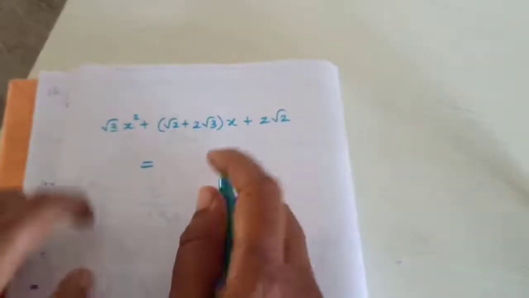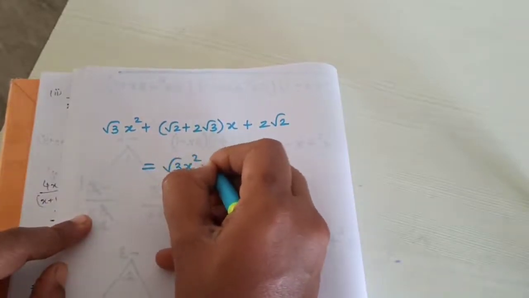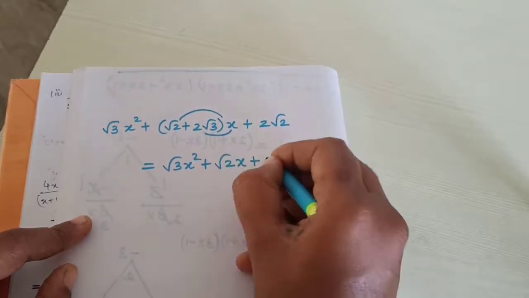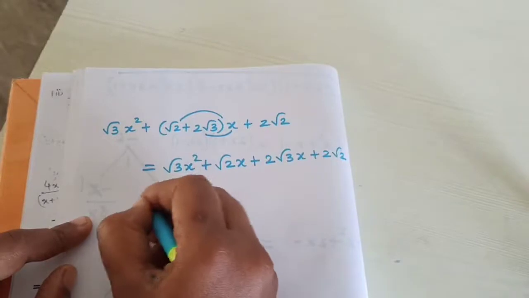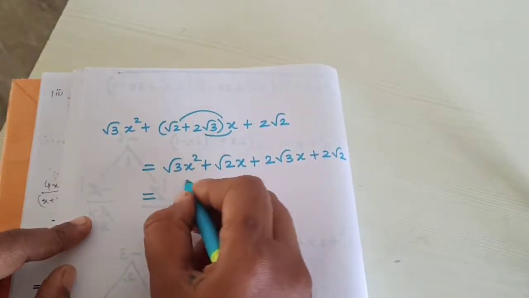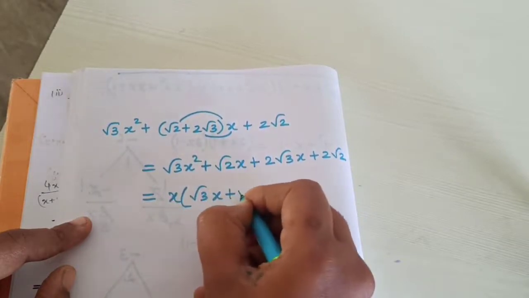See, for the third one, root 3x square plus some terms are given. We can multiply root 3 into x and this. So root 2x plus 2 root 3x plus 2 root 2. Two terms you need to compare. So here, whatever the terms, common is x only. So root 3x plus root 2.